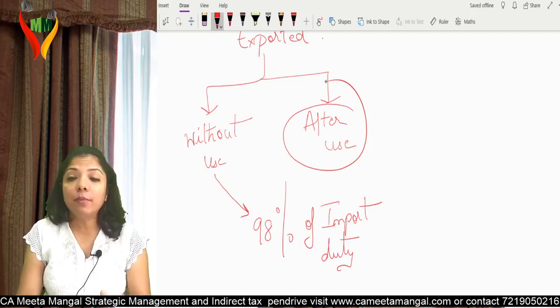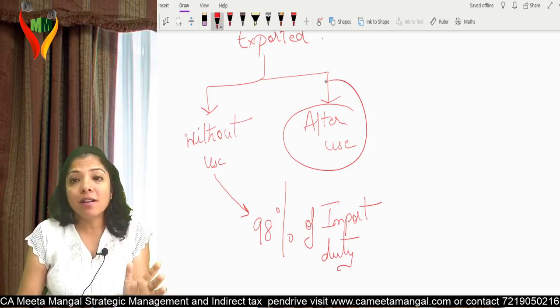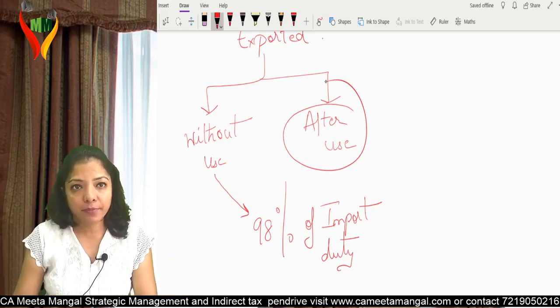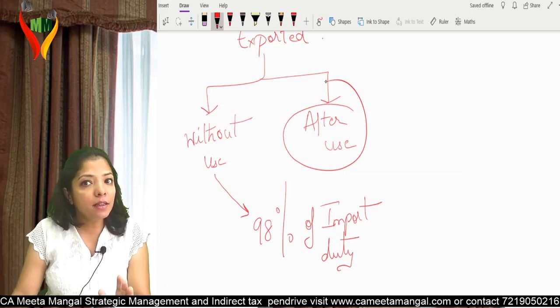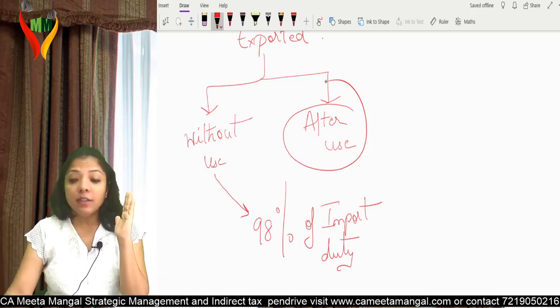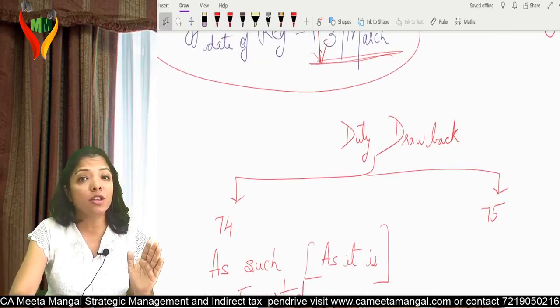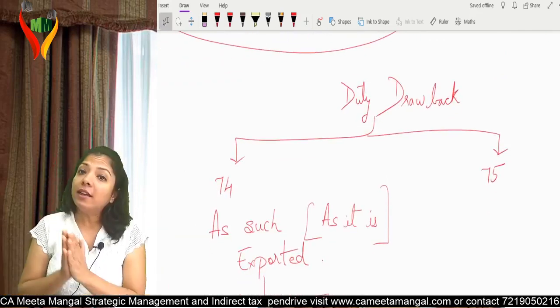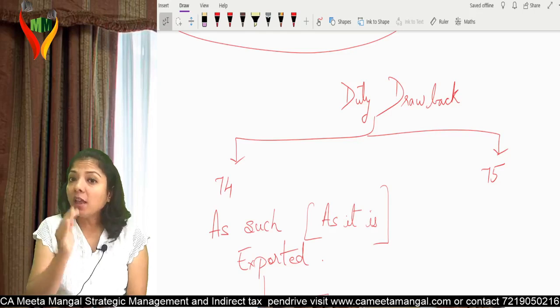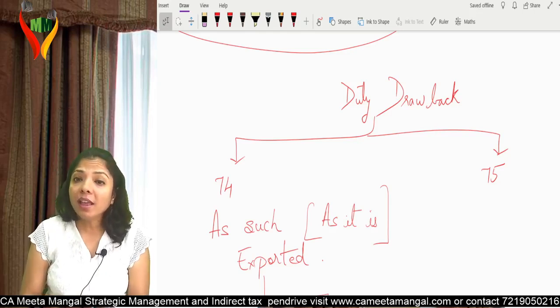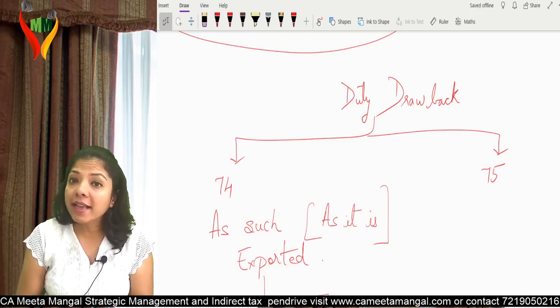We have been given in section 74 what is the period and for what period how much drawback you're going to get. Am I clear? I hope you're with me till here. Again repeating, section 74 I'm discussing as of now. I'm just giving you an overview as of now of the chapter. Then we'll go in the depth of the chapter. One of the very important chapters from the exam point of view.